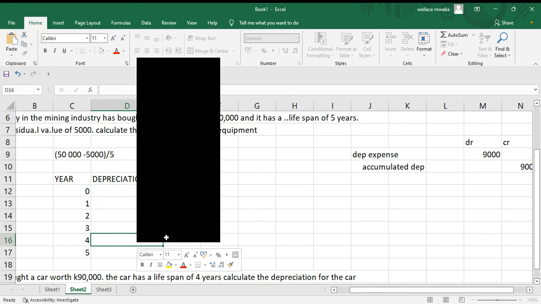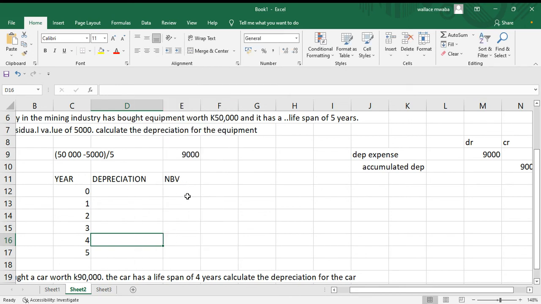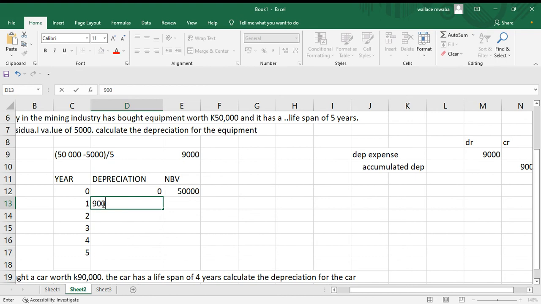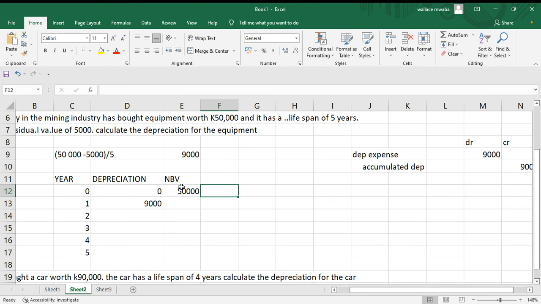For year 0, we don't have any depreciation expense, so we're going to say 0 here. The net book value is going to be this 50,000, which we purchased the equipment for. Then in year 1, we have the depreciation expense of 9,000. To get our net book value, we're going to say the cost minus depreciation, and we get 41,000.